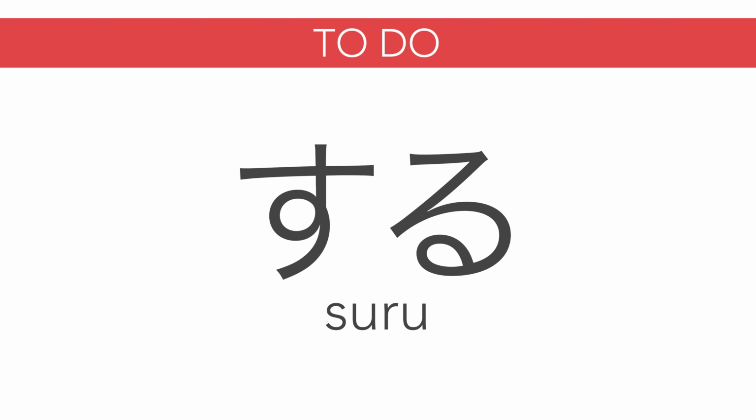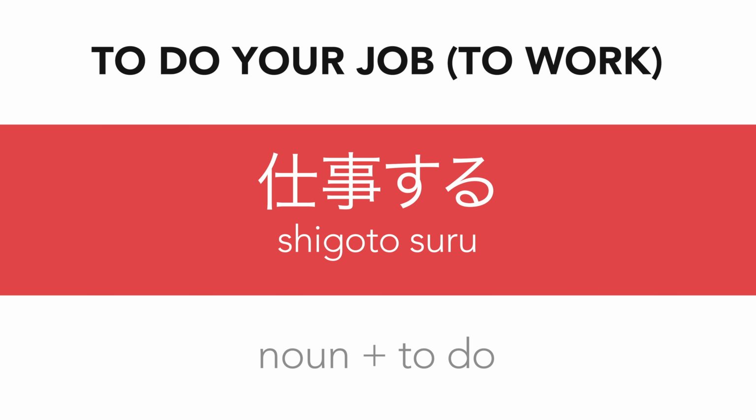Take a look at the following example. Shigoto suru, meaning to do your job or to work. Shigoto is a noun in Japanese meaning work or job. And when we combine this noun, shigoto, with suru, it now means to do whatever noun you have stated, essentially turning any noun into a verb. So rather than saying work by itself, we are now stating we do work by adding suru, the verb meaning to do.